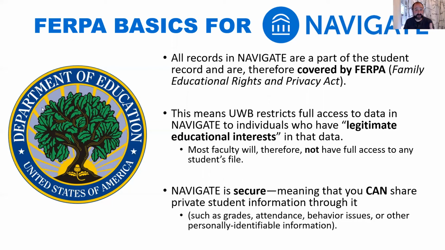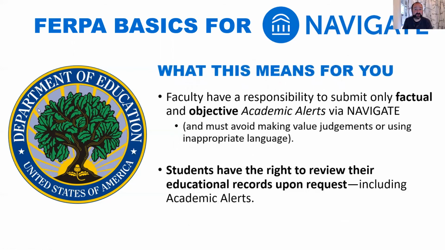Students have a right to request a review of their educational records. That includes academic alerts. So what you write in your academic alert has to be factual, and it has to be written in as objective a way as is possible. Don't make value judgments, don't make suppositions or guesses about what you think might be happening, just the facts, and use appropriate language.